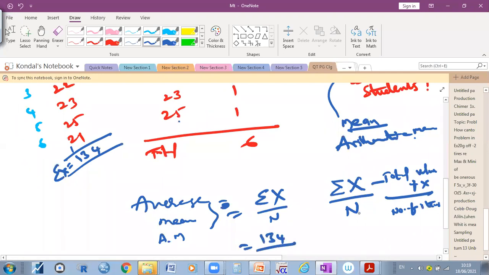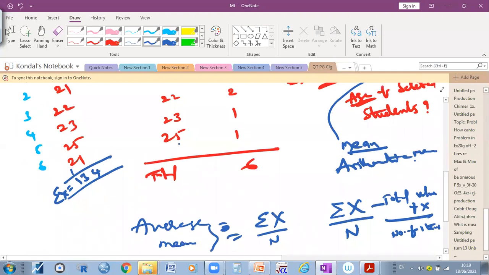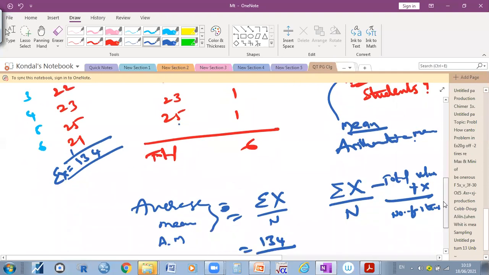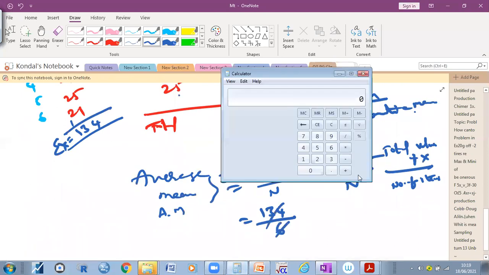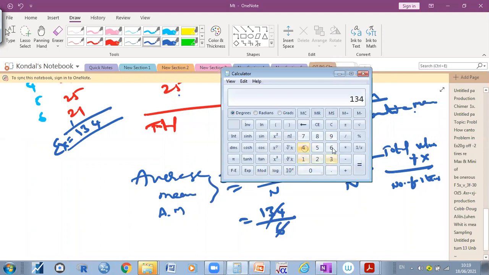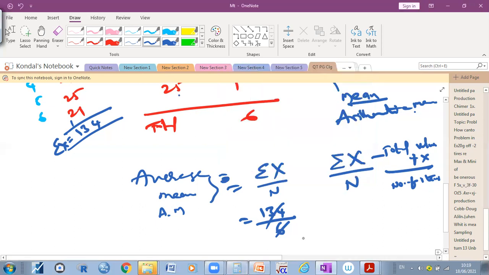134 divided by n. N is the number of items. How many items are there? 6. The sample size we have taken is 6. So you divide 134 by 6. How much do you get? 134 divided by 6 is 22.33, right? 22.33.